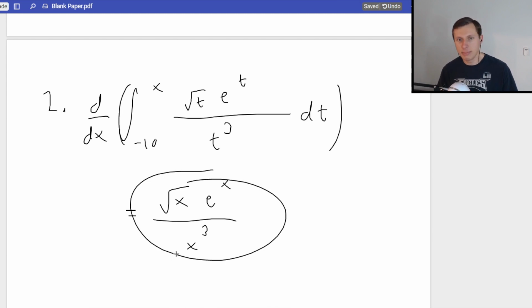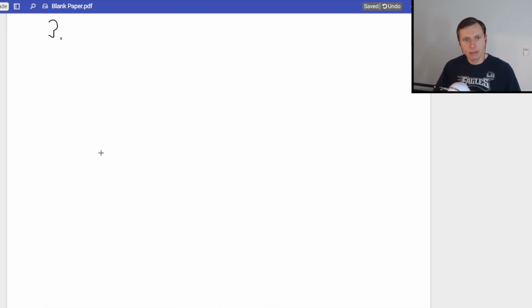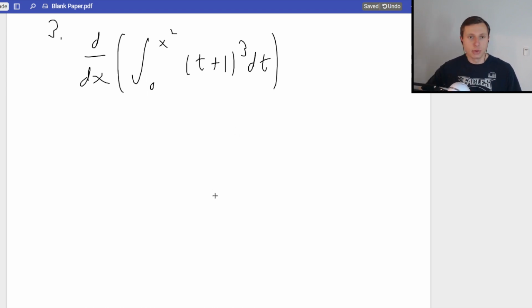Now you may be wondering, it can't be this easy, or else it wouldn't be calculus, it'd be psych. And you would be correct, because there are a couple of caveats that make the fundamental theorem of calculus actually kind of difficult. Let's look at the first case. Number 3. The derivative of the integral from 0 to x squared of quantity t plus 1 cubed dt, close parenthesis. Some of you are saying uh-oh right now because we have x squared in the top bound.